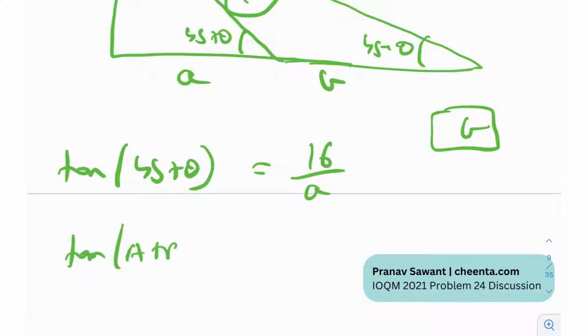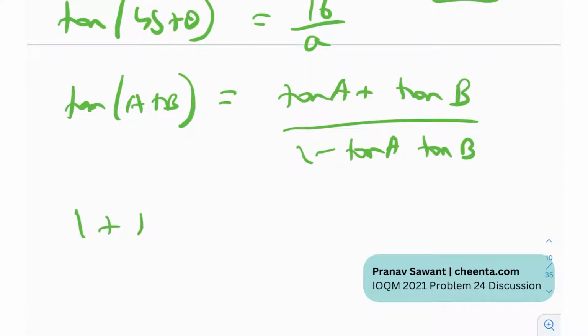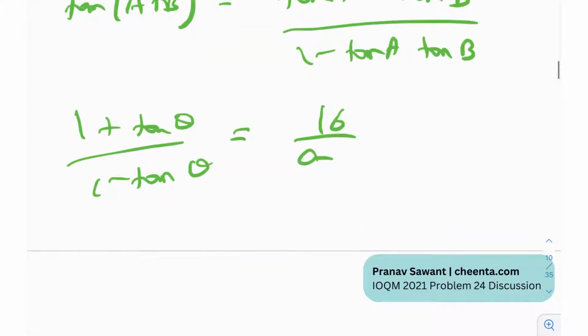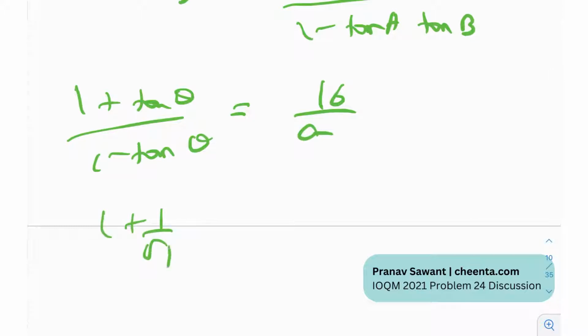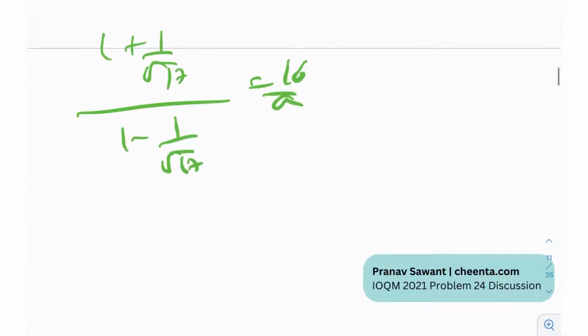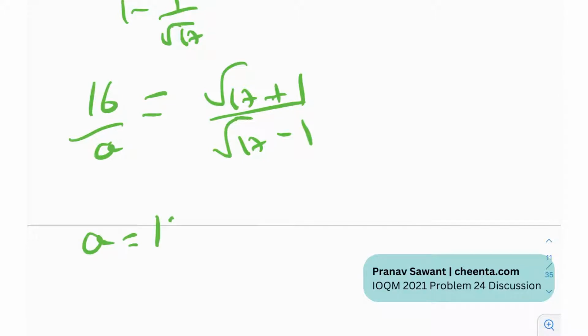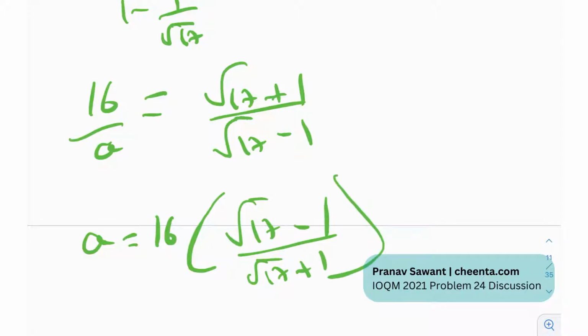Now, let me just write down a formula. Tan of A plus B is tan A plus tan B divided by 1 minus tan A tan B. This is a very famous trigonometric formula. So tan 45 plus theta will be 1 plus tan theta divided by 1 minus tan theta. That is 16 over A. Now, 1 plus 1 by root 17 divided by 1 minus 1 by root 17 is equal to 16 by A. So 16 by A is effectively root 17 plus 1 divided by root 17 minus 1. So A is essentially 16 times this quantity, root 17 minus 1 divided by root 17 plus 1. I'm not going to rationalize this because it's really not necessary.